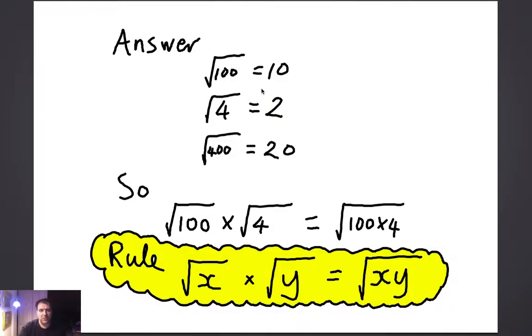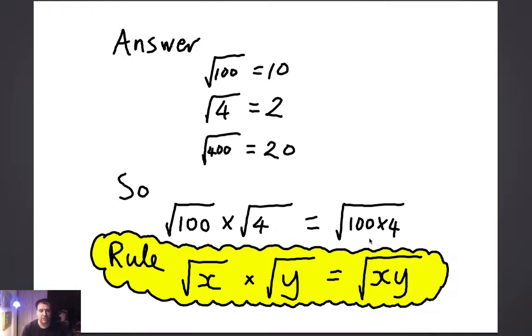So the link was that the square root of 100 is 10, because 10 times 10 makes 100. The square root of 4 is 2, because 2 times 2 makes 4. And the square root of 400 is 20, because 20 times 20 makes 400. Now, 100 times 4 is 400, and 10 times 2 is 20. So in other words, the square root of 100 times the square root of 4 is the same as the square root of 100 times 4.